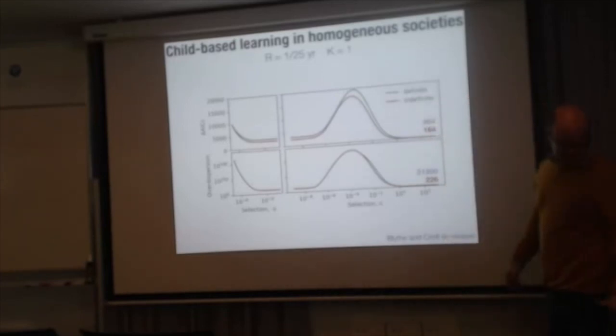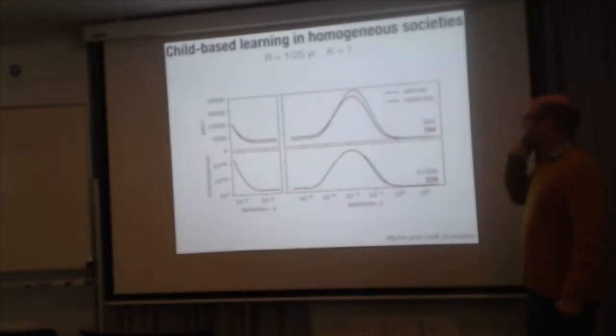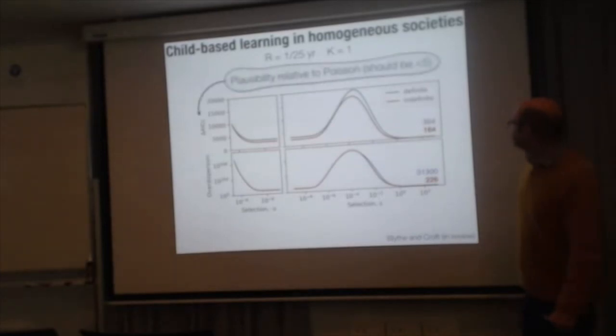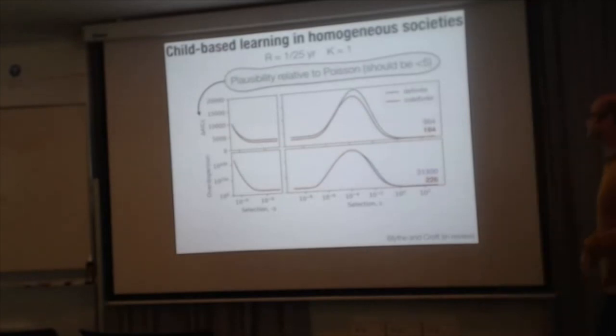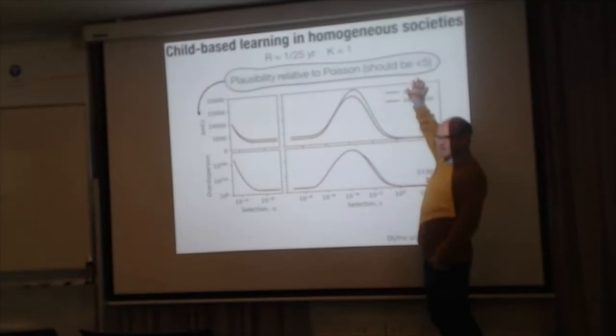So let me try and explain these graphs to you. The upper graph here is a measure of how much less likely the observed data are within the evolutionary model than in the Poisson process. This is what we call plausibility. It's something called the Akaike information criterion, if people know about this sort of stuff. Basically, the way to interpret this is that if you want something that is at least as good as the Poisson process, this number needs to be smaller than 5. Okay?